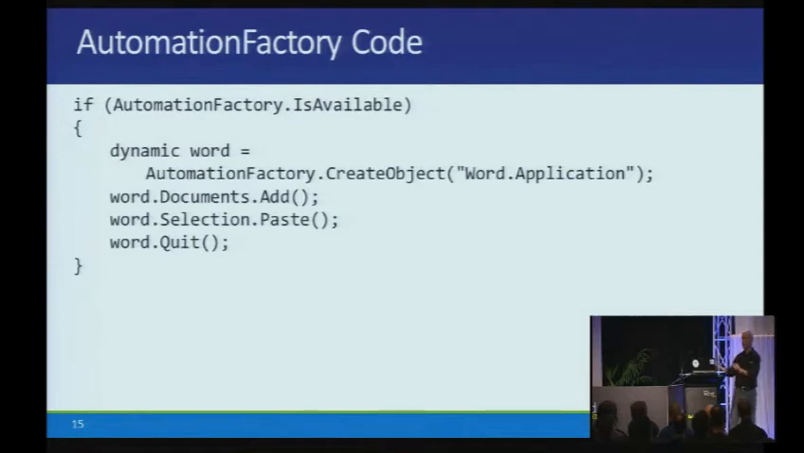And you need to know the name of the COM object that you can invoke. So here we've got Word.Application. And you do need to know a little bit about the application. You need to know the API has a Documents.Add method. We're going to create a document, we're going to paste something into that document, and then we're going to quit.